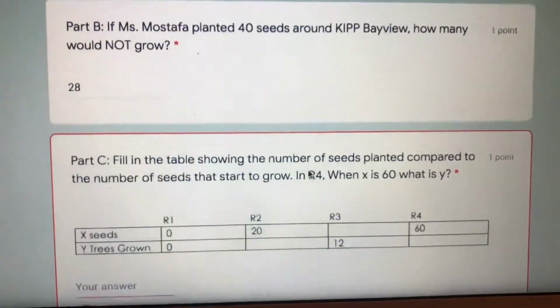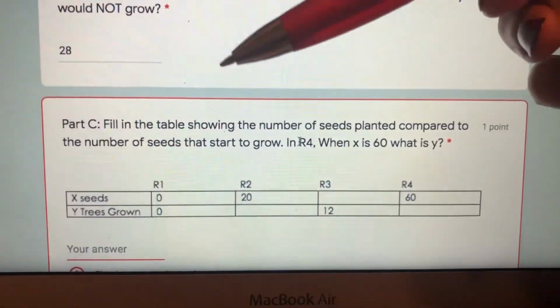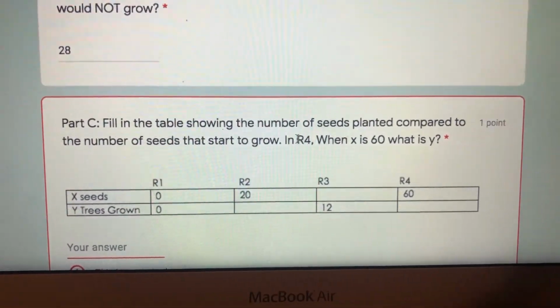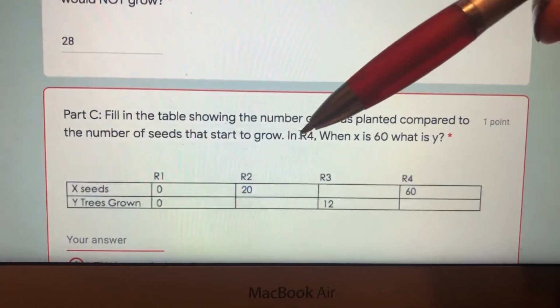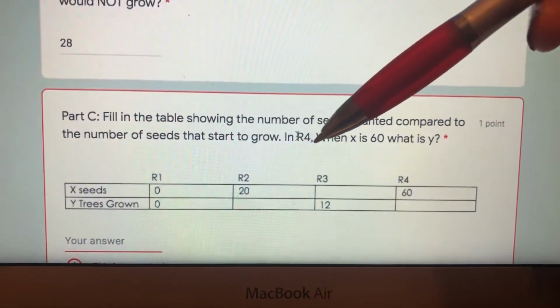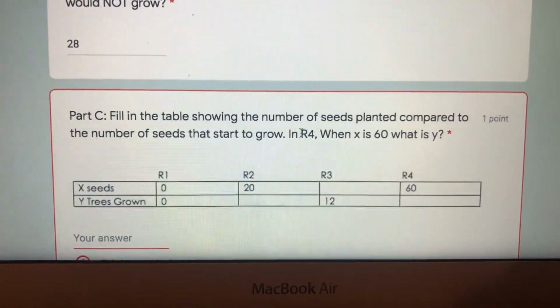Okay, so next we're gonna go over part C. It says fill in the table showing the number of seeds planted compared to the number of seeds that start to grow. In R4, which means ratio 4, when X is 60, what is Y?